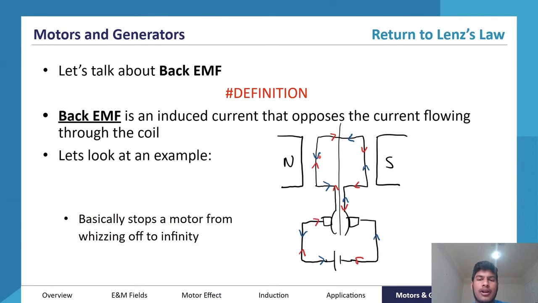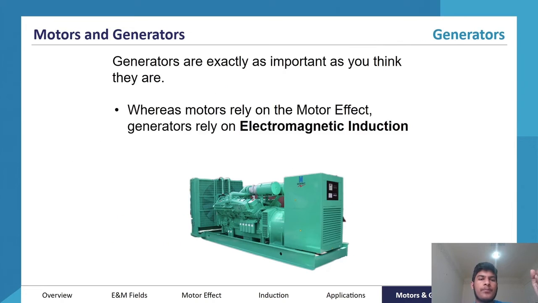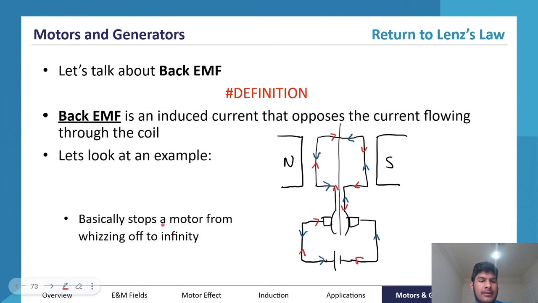So we're going to have an induced current, which is the blue one, and we're going to have an applied current, which is the red one. And so we're going to have a net lower current. So what the back EMF is, is that induced voltage which opposes the supplied voltage as a result of Lenz's law. So basically it stops the motor from whizzing off to infinity, because when you've got a greater and greater angular velocity, you're going to have a greater and greater back EMF, and so you're going to have a lower net voltage, and so that's going to stop it from having infinitely large velocity.